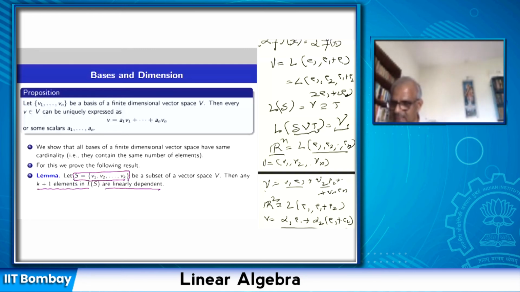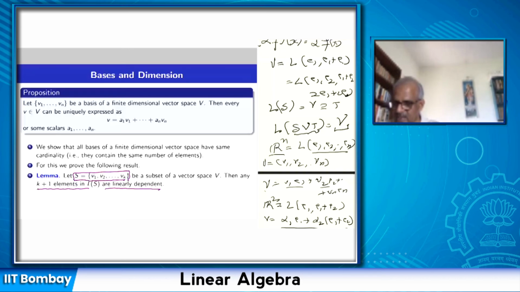This will immediately imply that any two bases of a finite dimensional vector space have the same number of elements, and that number is called the dimension. We are not appealing to any geometric intuition here. Our geometric intuition fails beyond dimension 3. We can't imagine 4-dimensional or 5-dimensional spaces. So we have to come up with a definition which is efficient, which is algebraic, and whose criterion can be tested. We can find out the dimension simply by writing some programs. So this lemma will imply that the dimension of a vector space is a well-defined notion.